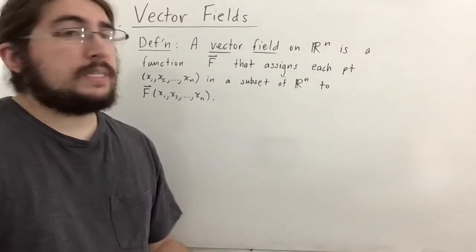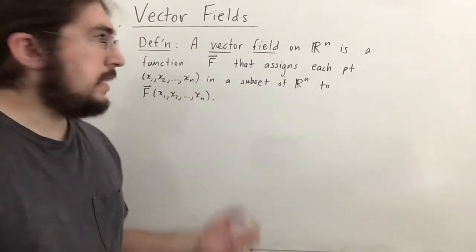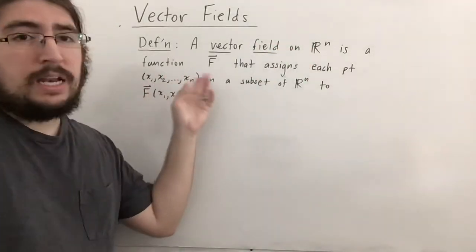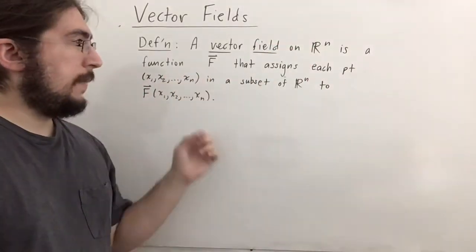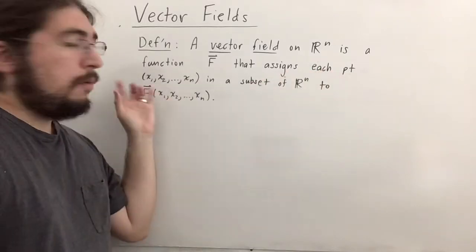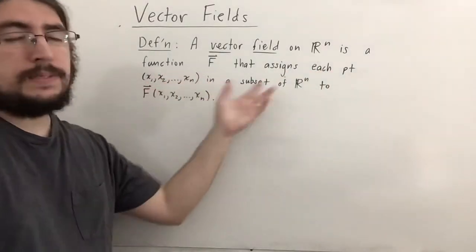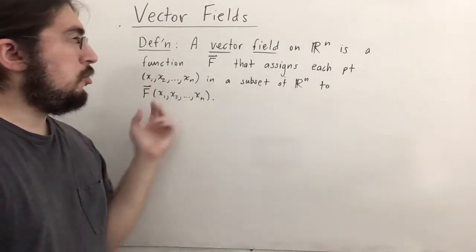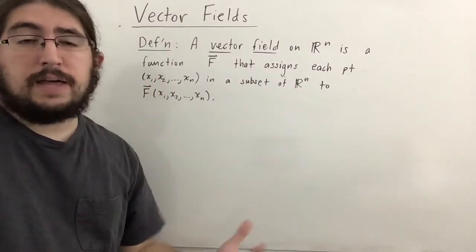Hello everyone, here we'll be discussing vector fields, and the first thing I want to say is that a vector field on Rn is a function F, so it's a vector function, capital F, that assigns each point in Rn, well, in a subset of Rn, that is, let's call it x1, x2, all the way to xn, to just F of that point.